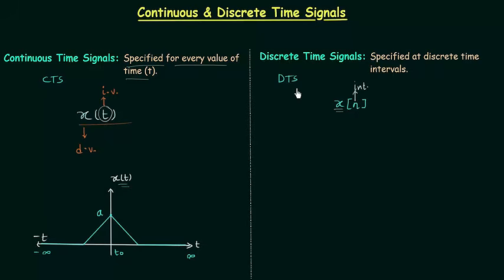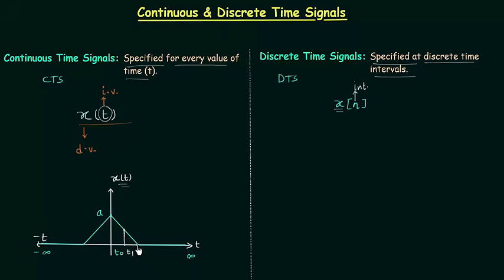Now we will plot the discrete time signal using the plot of the continuous time signal, and as the definition of discrete time signal says, it is specified at discrete time intervals. It is not specified for every value of time t, but it is specified at discrete time intervals. Let's say the signal x(t) is specified at t0, it is equal to A, and it is also specified at t1, and this is the value of the signal.